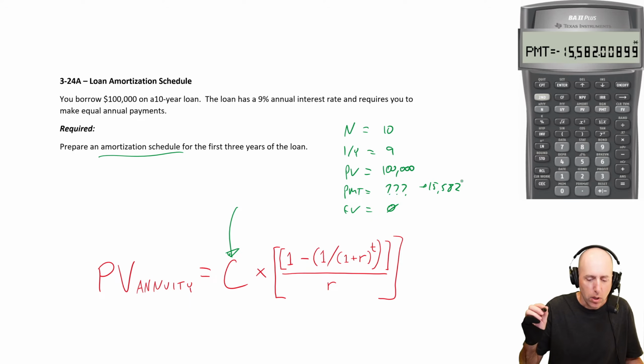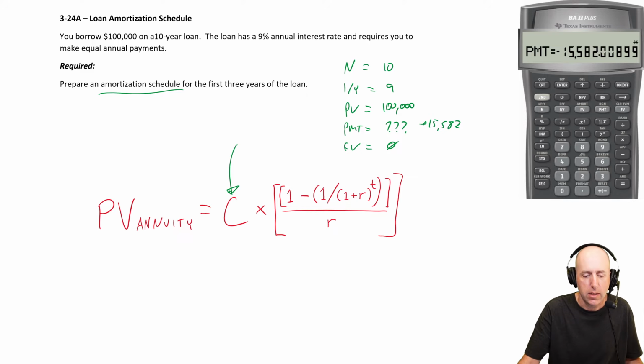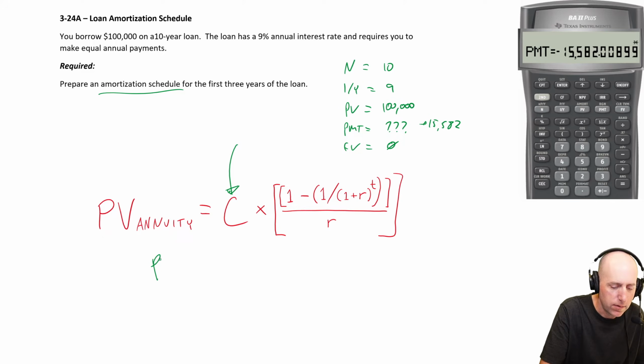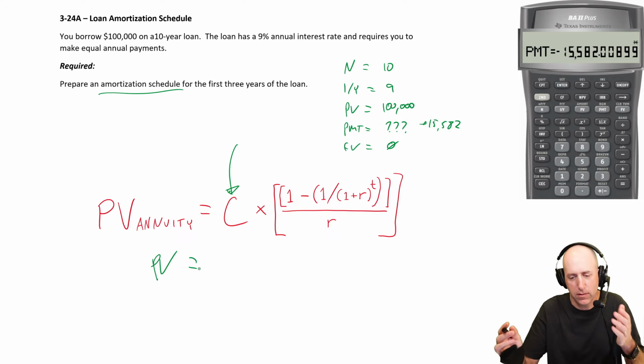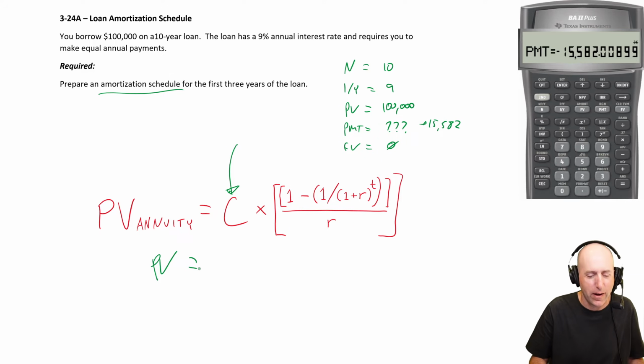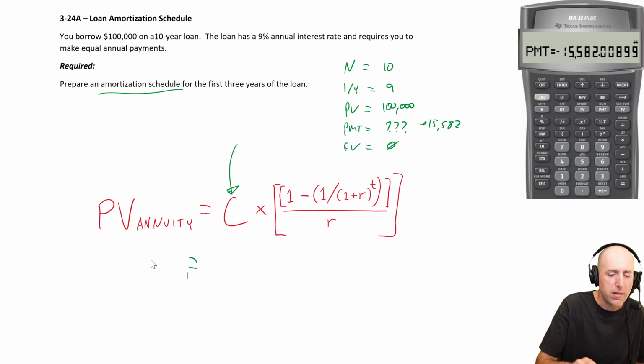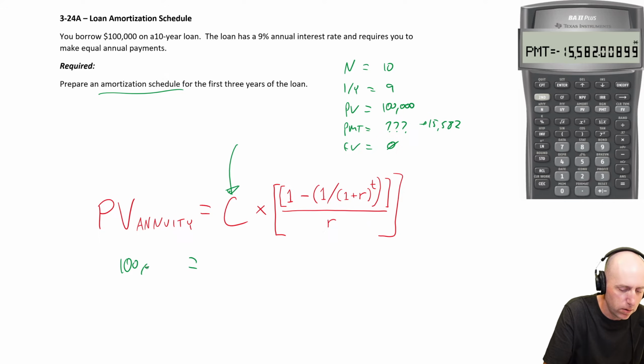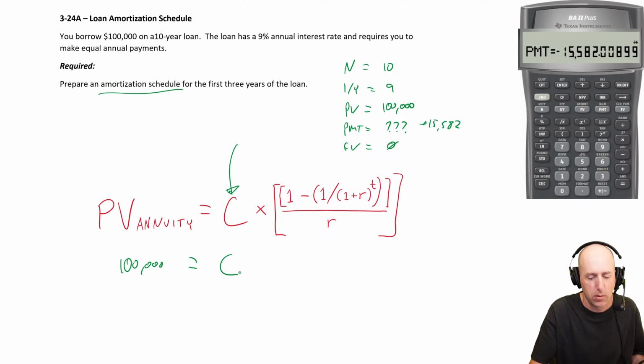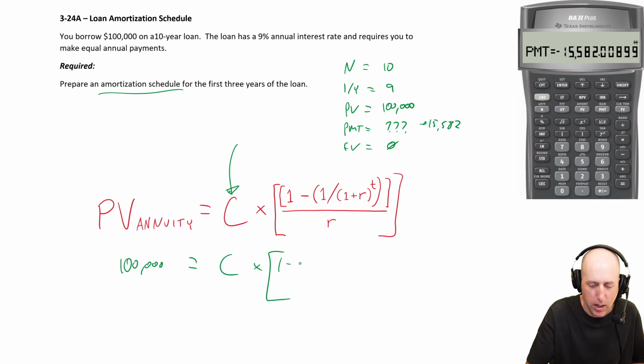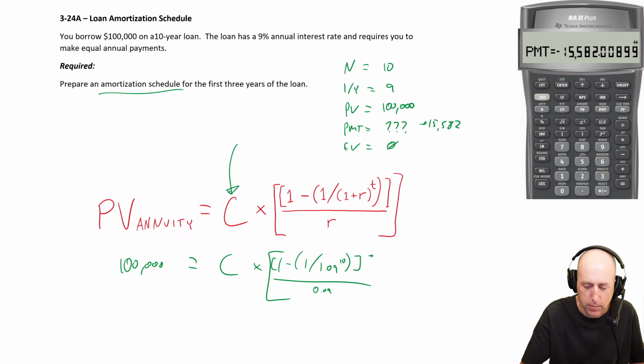Okay. So let's do that in the PV of an annuity formula. If you want, you can skip ahead like a minute, if you are satisfied with 15,582, but we'll do the math here. So PV is 100,000. We know 100,000 equals, we're solving for C, times 1 minus 1 over 1.09, that is 1 plus r to the power of 10, all divided by r, which is 0.09.